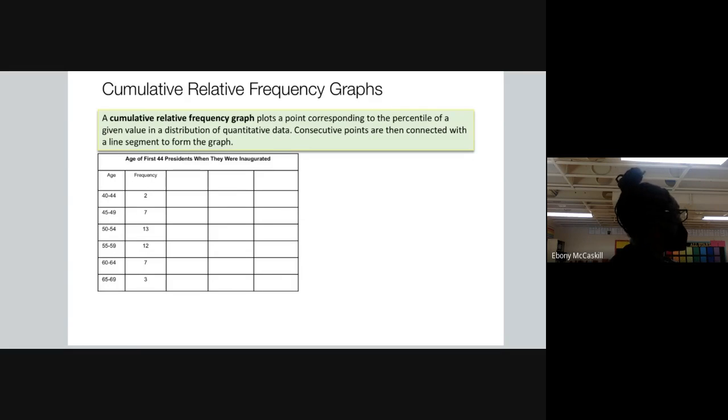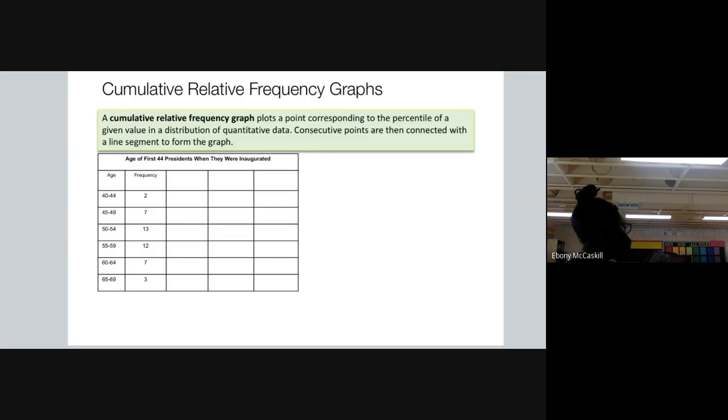So this lesson is actually going to be pretty quick. We're going to learn about cumulative relative frequency graphs. A cumulative relative frequency graph plots points corresponding to a percentile. The consecutive points are connected when you form your graph.